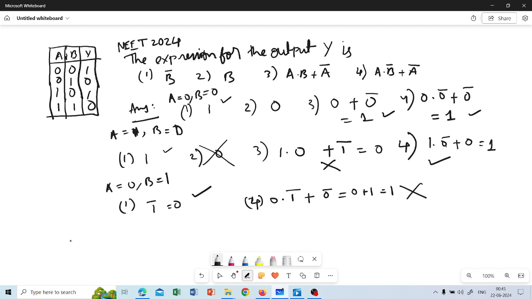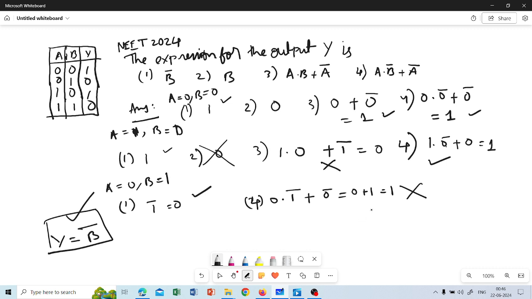So option 1 is correct. This is the correct option, that is y is equal to b bar. So this is how we have to solve this question. Maybe second option you can try and keep it. There are only 4 possible options, so you have to put it and try and then get the answer. So check it and try. This is the best method. But as I told, there is one more method, but this is a little bit complicated.